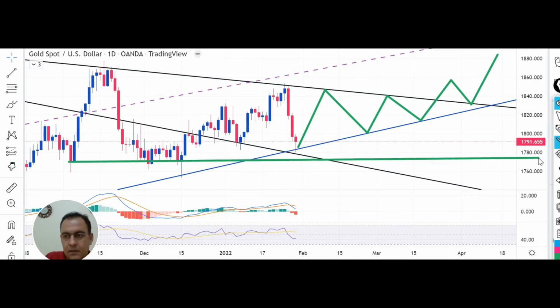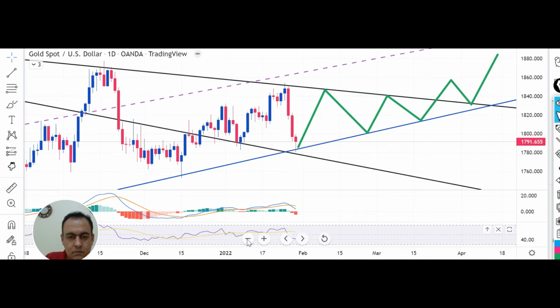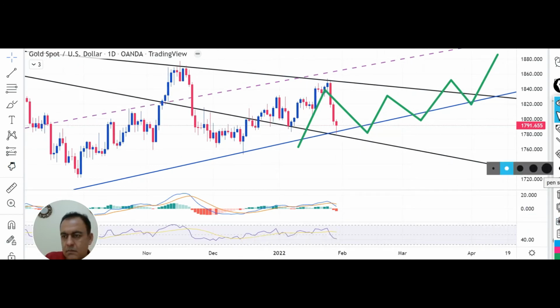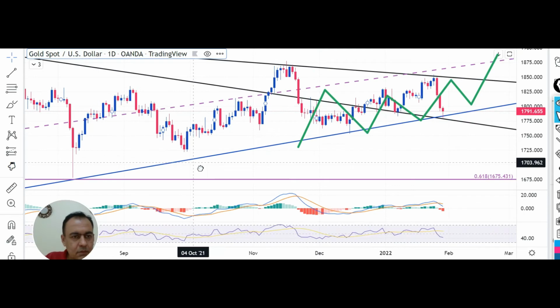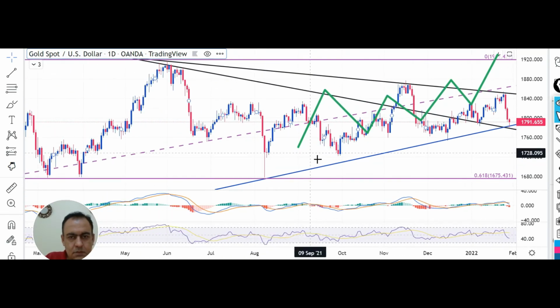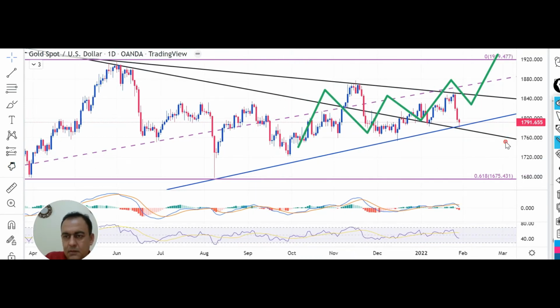The scenario number two is like this. It may come down a bit lower towards this region, which is 1760, and then bounces upwards.